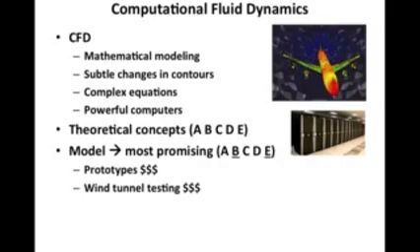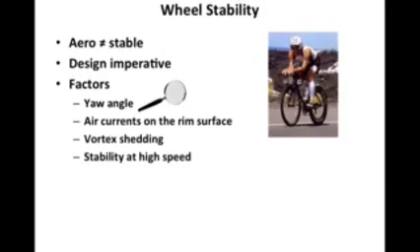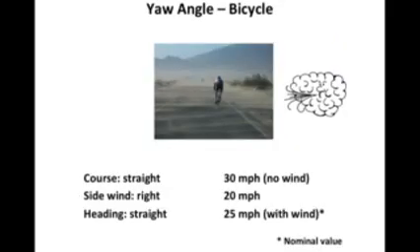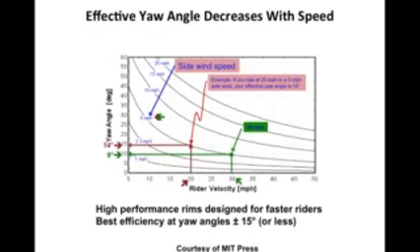I spent some time discussing computational fluid dynamics, what it's all about. Wheel stability in terms of aerodynamics and yaw angle. Yaw angle is an aviation term, but it also applies to bicycles. I try to explain that pretty well and explain the significance of yaw angle as it applies to bicycles in aerodynamic situations. And I discuss what happens with yaw angle as the speed of the bicycle increases.